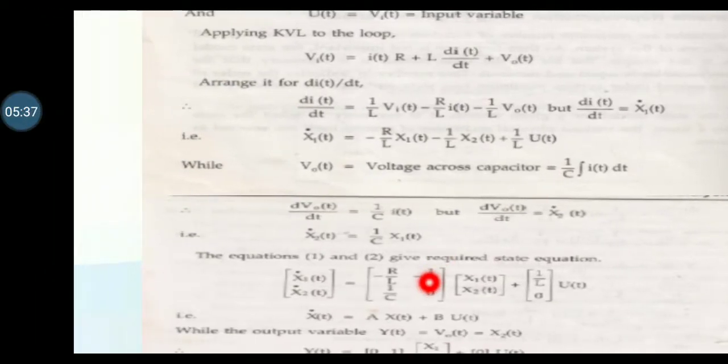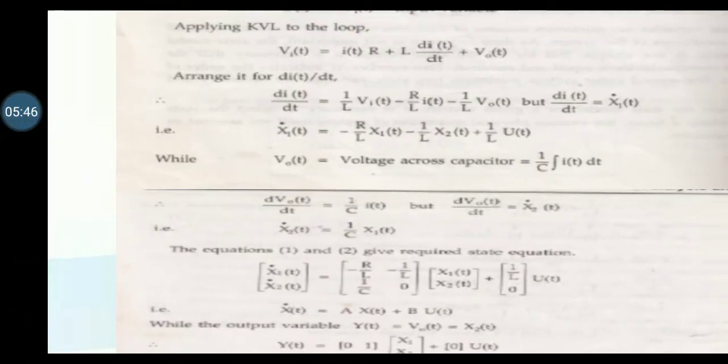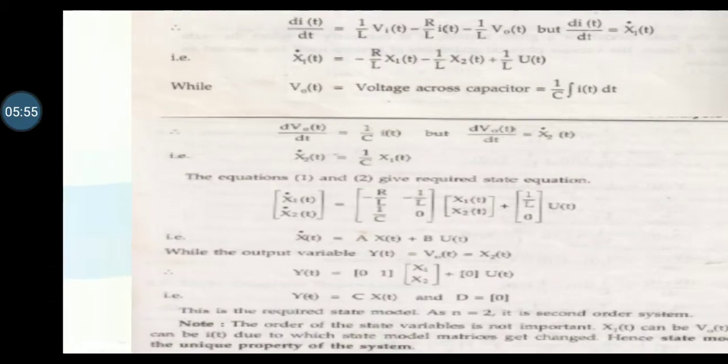It is written here as 0 as the x2 of t term is not present in the second equation. x1 of t, x2 of t plus 1 by L, 1 by L, 0 u of t. In the first equation it is 1 by L u of t. In the second equation u of t is not there. So plus 1 by L, 0 u of t.